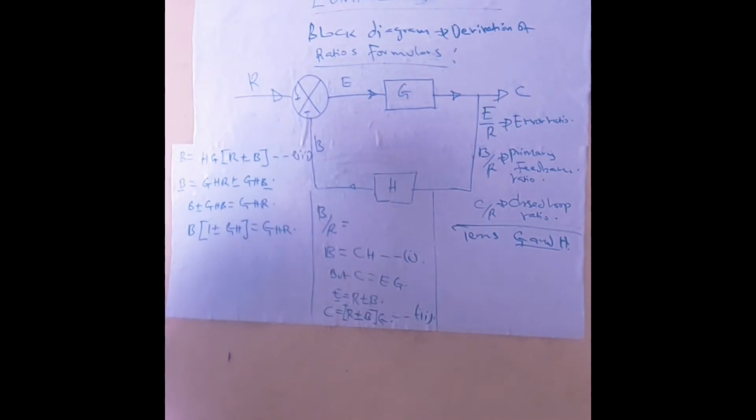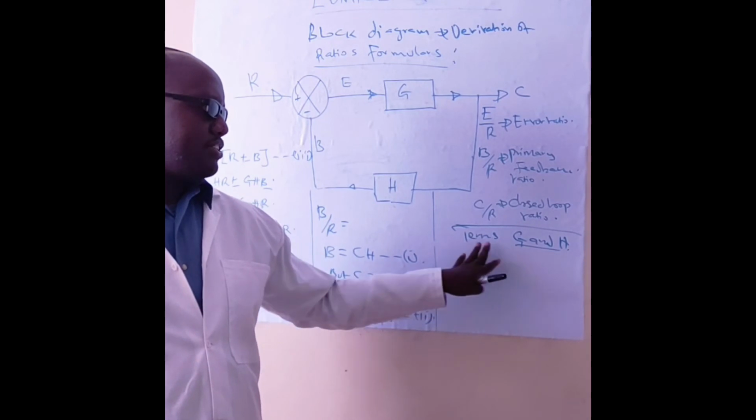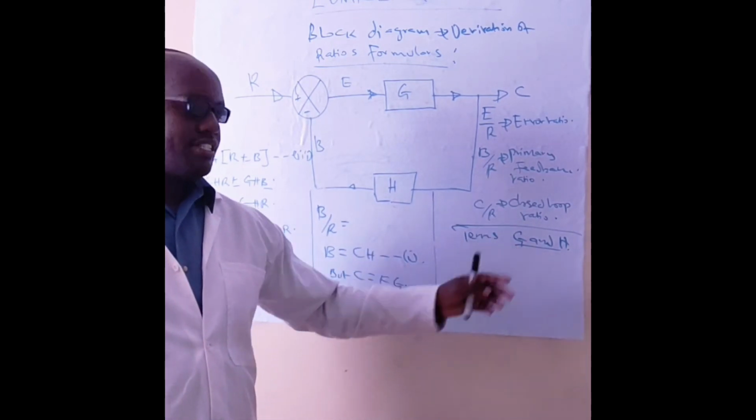From here, we are going to divide both sides by R, and then we divide both sides by this expression. So we are going to find out the expression is going to be GH all over 1 plus or minus GH. And that one is an expression of a primary feedback. So from that expression, we are seeing GH, and we are all right, because we are required to have an expression which has G and H only. So let's derive the last one.